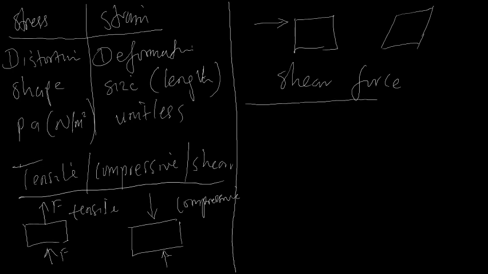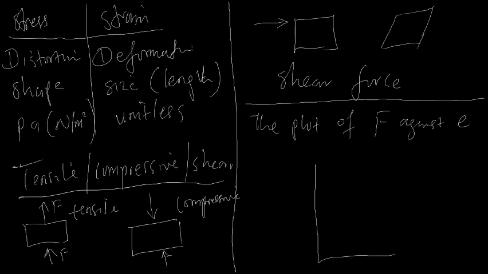Okay, finally, I want to talk about the plot of F against E. All right, and it looks like this. You have F in Newton plotted against E in meters. Okay, if the graph starts from the origin, you get a straight line like this, provided that the elastic limit is not exceeded. Now, two questions can come on this.